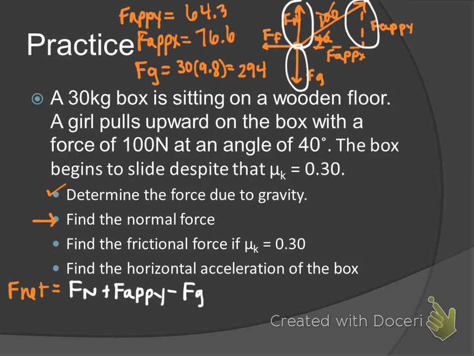The net force in the vertical direction is what? 0, because it says the box begins to slide, so it is not accelerating in the vertical direction. So that's 0. We're solving for the normal force. We know F applied Y is 64.3, and we know force due to gravity is 294. So go ahead and solve for the normal force there.